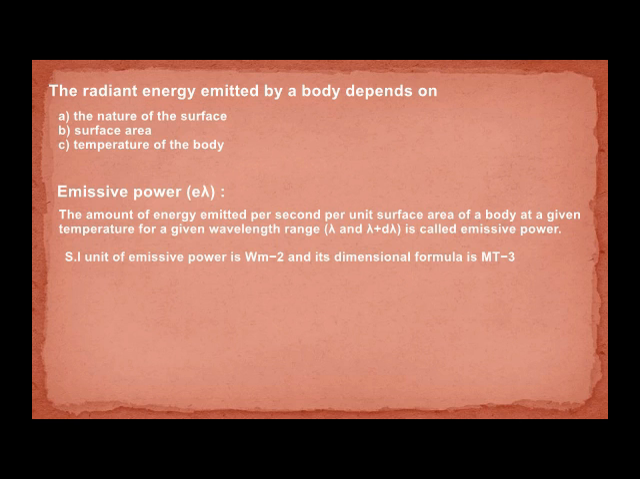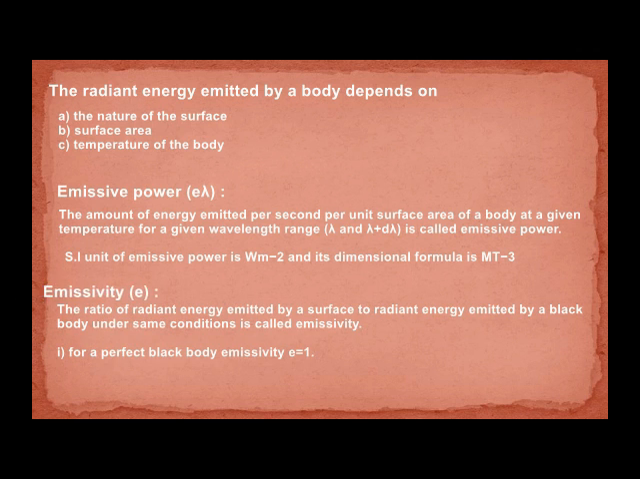So friends, going with today's final concept, that is emissivity. It can be defined as the ratio of radiant energy radiated by the surface of a given body to that of a black body. It is nothing but the measure of the emissive power of a certain body in relation to that of a black body. In general, the emissivity of a black body is 1.